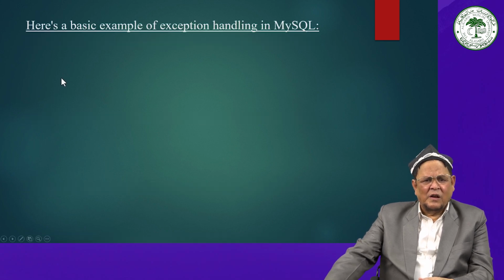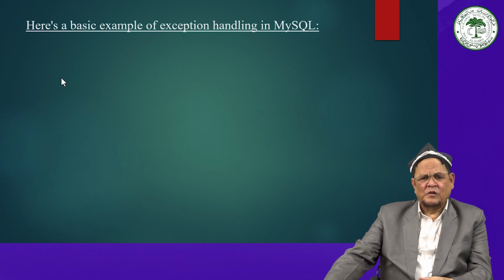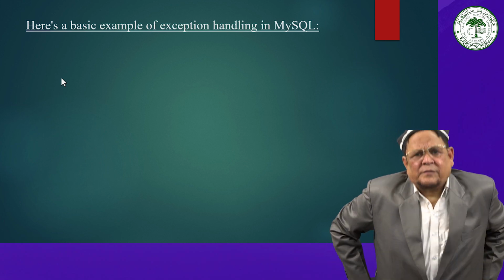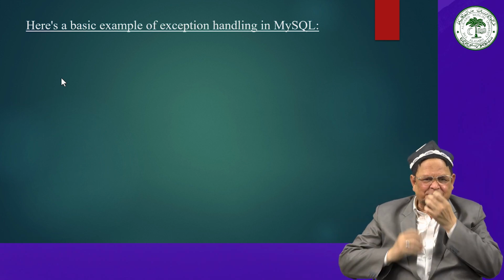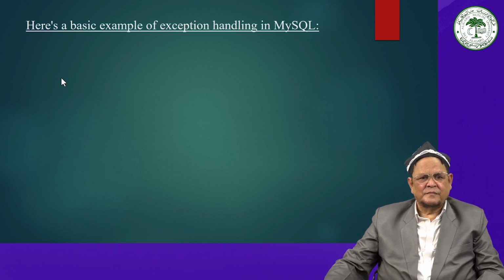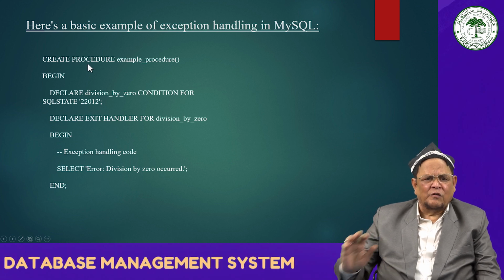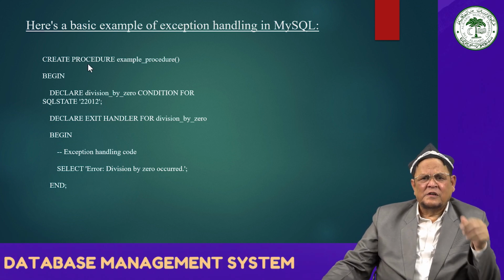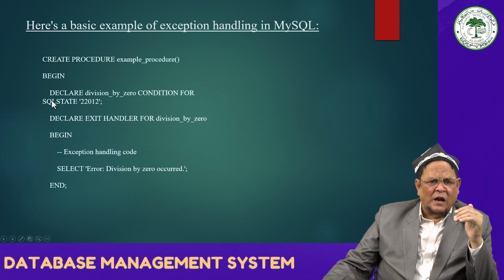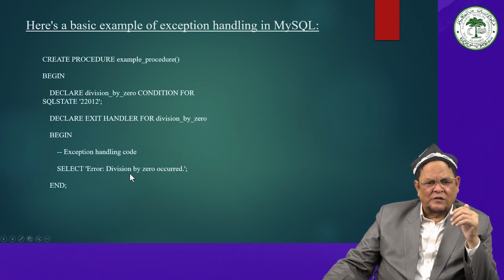Next, we'll give some examples of exception handling in MySQL. The example I have taken: you have to create one procedure, example procedure. It starts from begin, then declare division by zero condition for SQLSTATE 22012. Declare exit handler for division by zero, begin exception handling code. You have to write select 'Error: division by zero occurred'. If it occurs, it will exit.